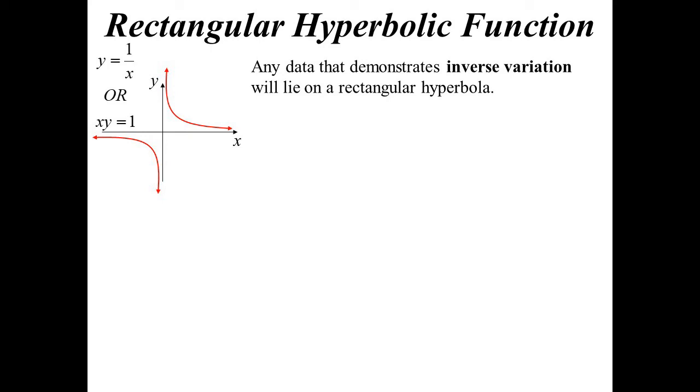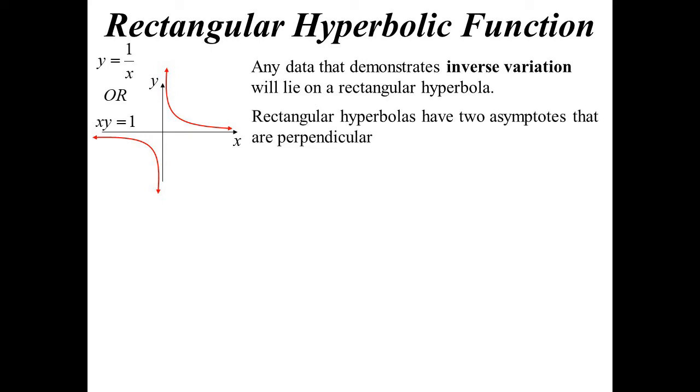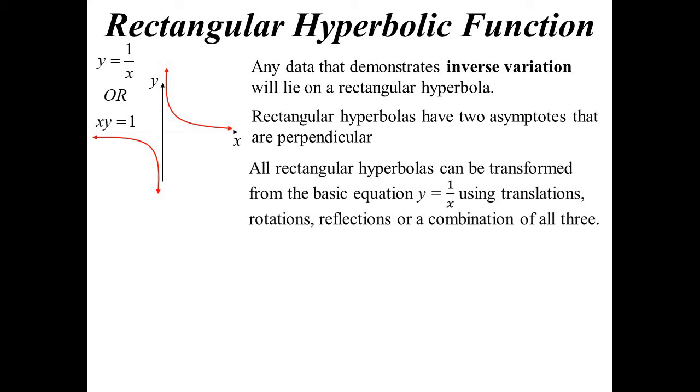So it's an inverse relationship. Rectangular hyperbola, why is it called that? Well, that's because the asymptotes are at right angles to each other, just like the vertex in a rectangle is a right angle. So that's why we call it a rectangular hyperbola. And once again, every rectangular hyperbola could be created from the basic one of 1 on x via different transformations. So a translation, a rotation, a reflection, or what have you.